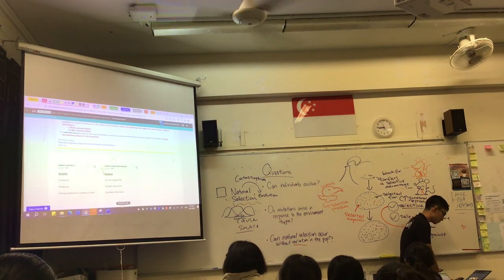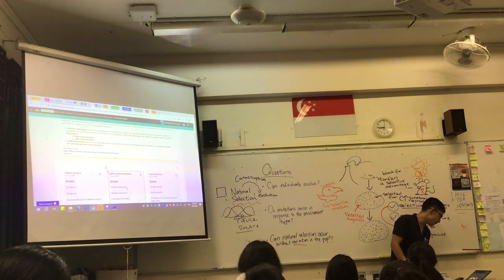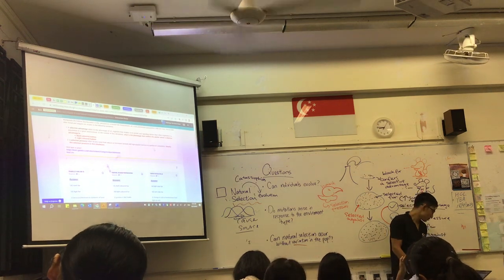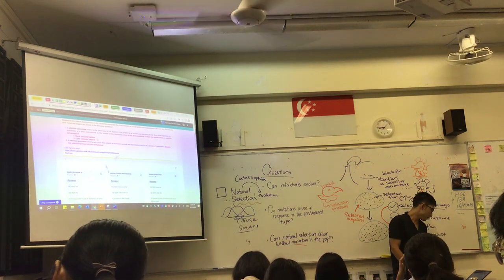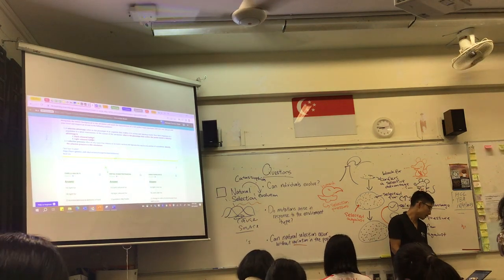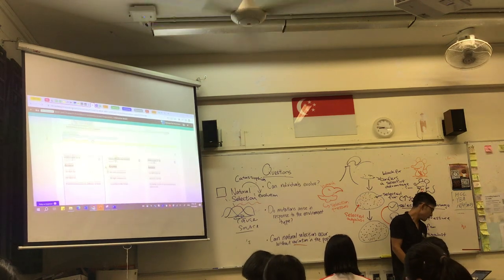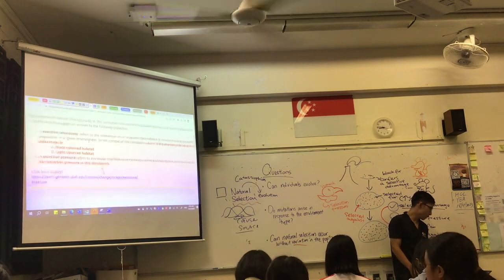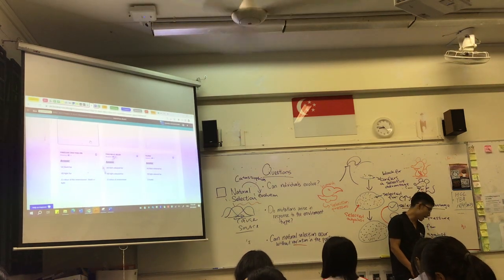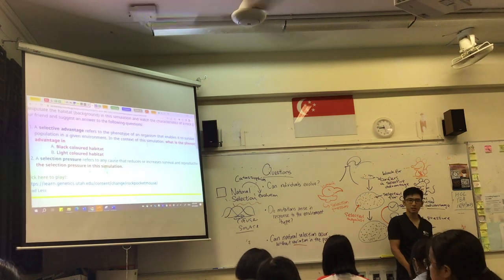Some of you have filled in this part. So we ask, what is the phenotype with a selective advantage in these environments? In a black colored habitat, which one has a selective advantage? Light colored habitat, which one has a selective advantage? In a dark habitat, the one with black fur will have the selective advantage. Light environment, the one with light fur will have the selective advantage. What is the selective pressure? It is the hawk.